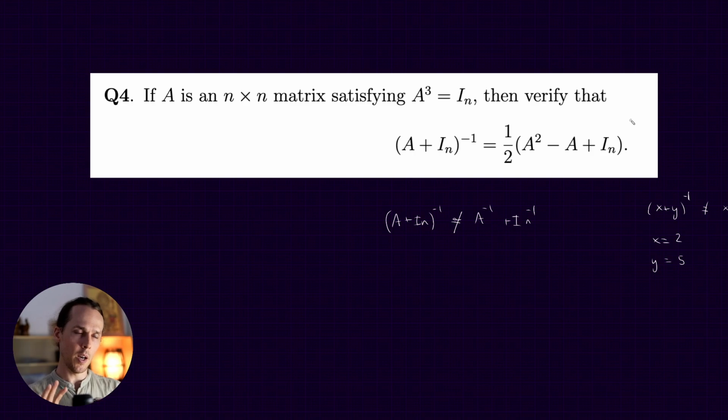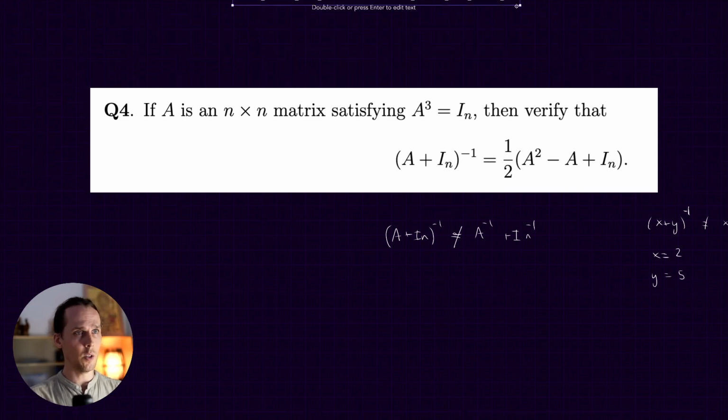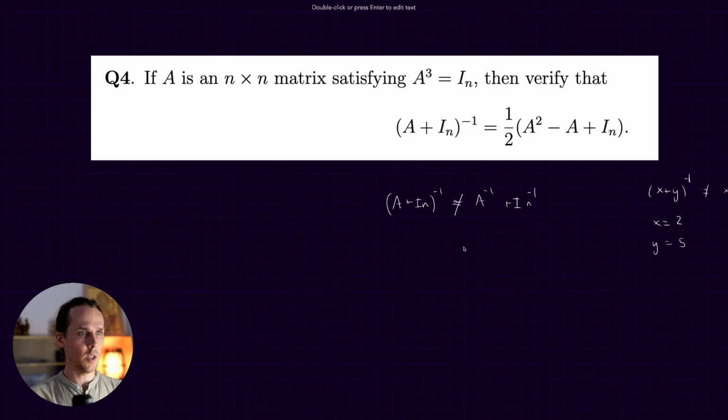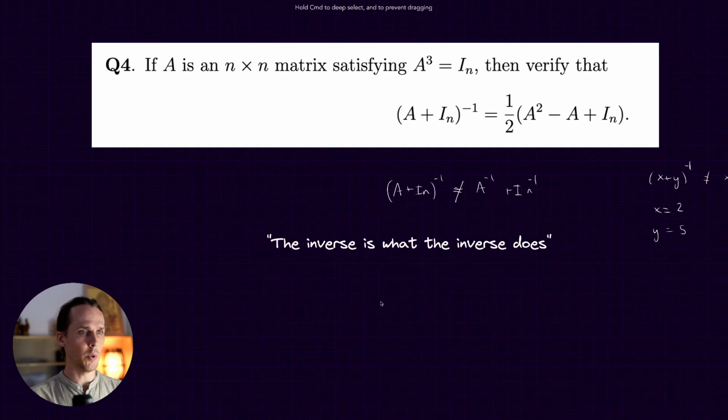So you also can't even take that and square it and mess around with it. That doesn't lead anywhere anyway. So we need to go back to the concept that I told you is central. The inverse is what the inverse does. So the question is asking us to show that the inverse is equal to something, the inverse of another matrix.